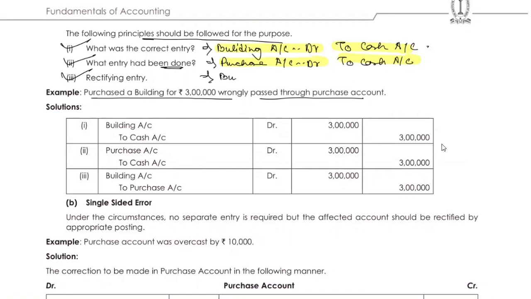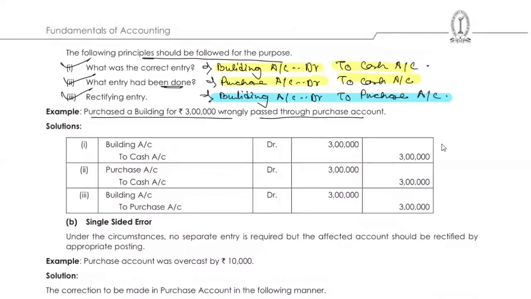So what can I write? The rectifying entry will be building account debit to purchase account. Correct, agreed? If one thing was debited extra and we credit it, the effect gets neutralized. Always remember: rectifying entry is equal to correct entry minus wrong entry in case of double-sided errors.